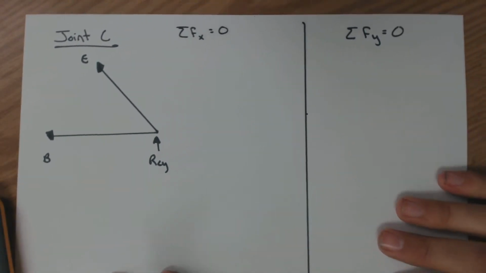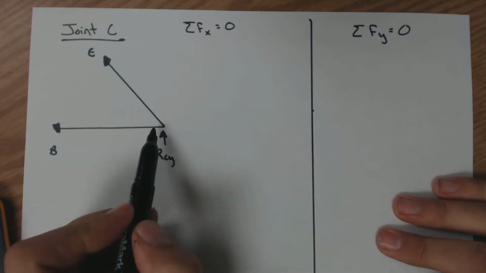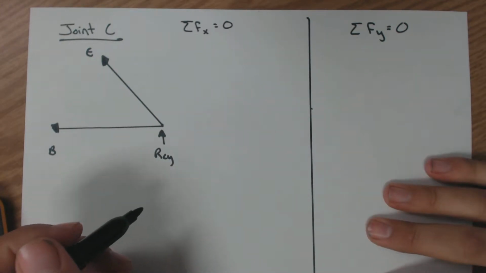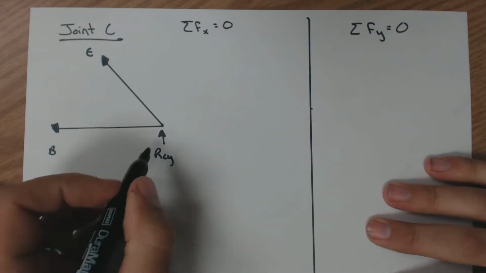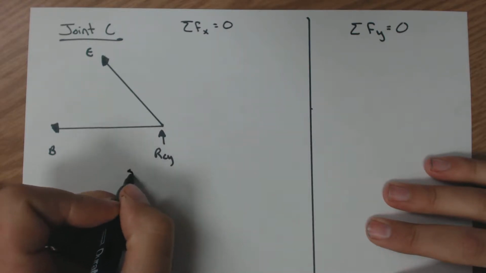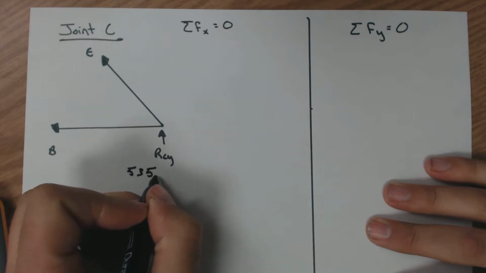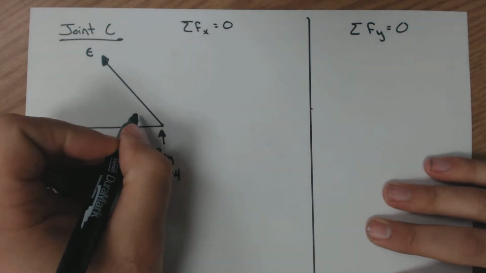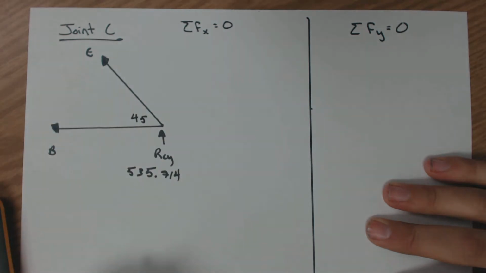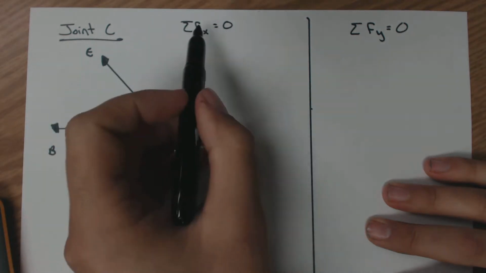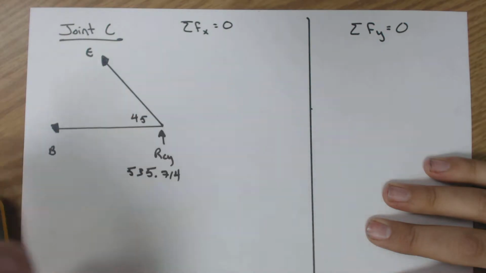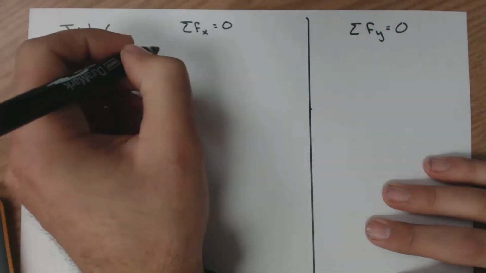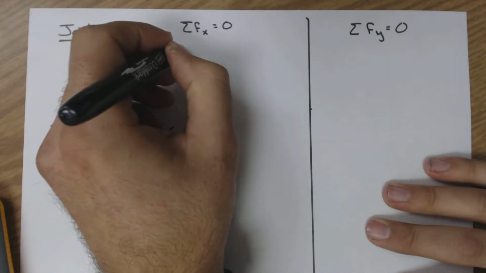Joint C. This one is stuff going to the left and up. Those are my senses for my two vectors there. My reaction at C in my y-axis is a 535.714. My angle here, same as the last one, it's still 45. So now I have to find all the forces in my X. Oh, sorry, this joint here is C. There we go. So I have C to B.